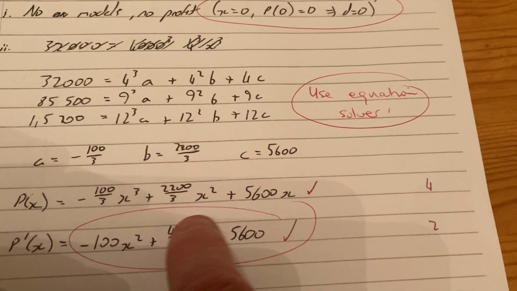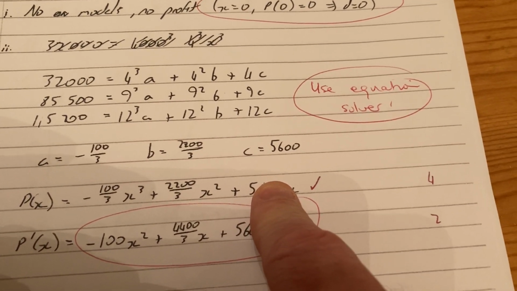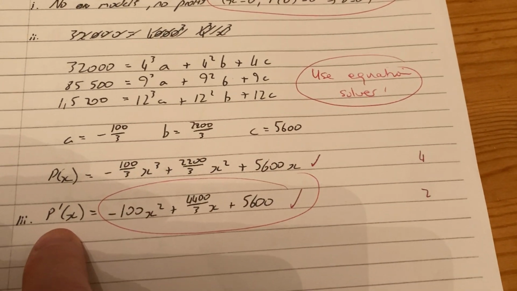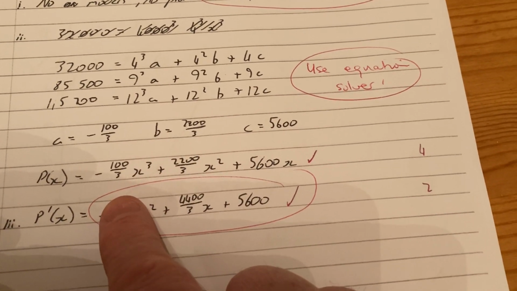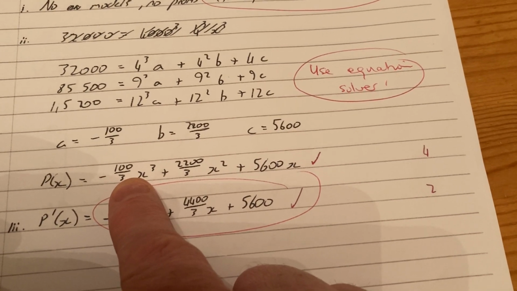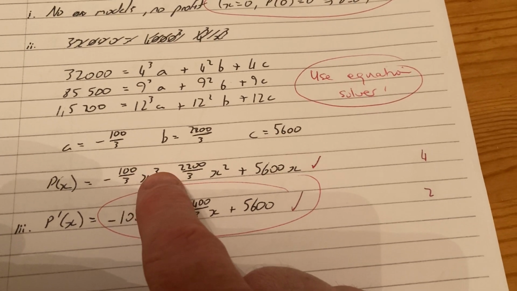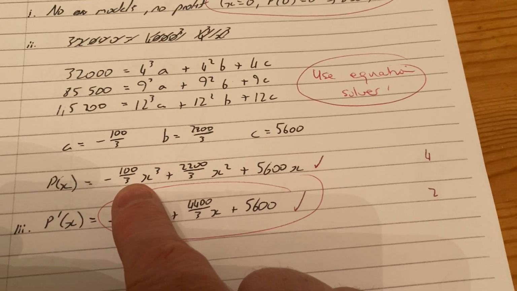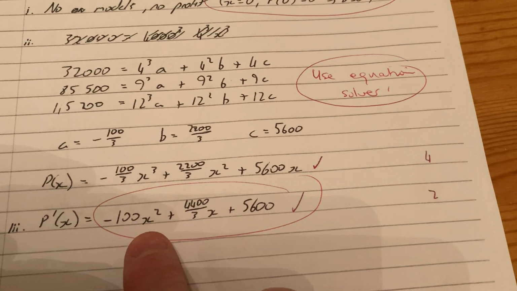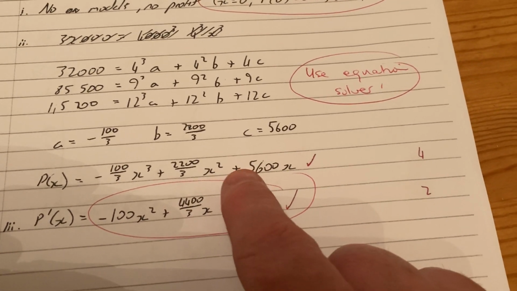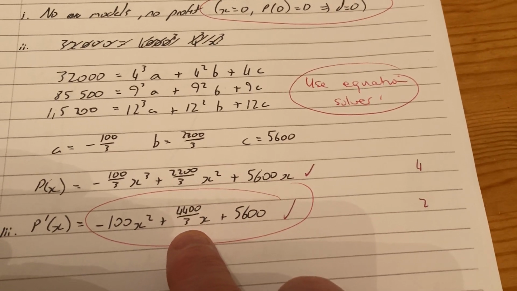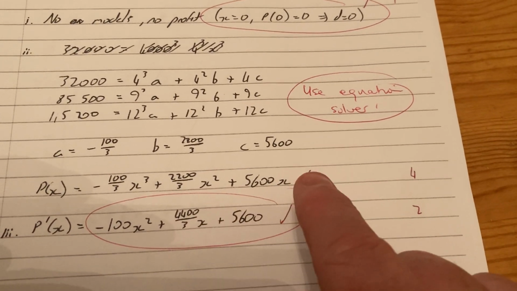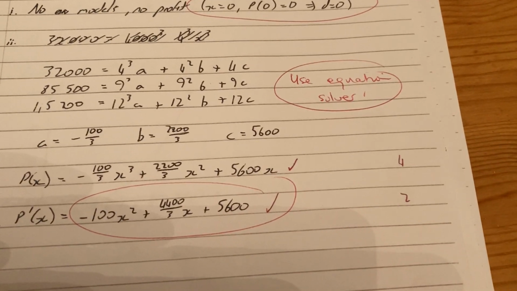The a, b, and c values replace those that are in the formula, and then differentiate, and that's what P dashed means for the final one. The power comes to the front, multiplies, and then the power goes down by 1. So the 3 cancels with this 3, so you end up with a minus 100x squared. This 2 multiplies the 2,800, so you get 5,600 over 3, x to the power 1, and then this x disappears and you're left with the number on the end.